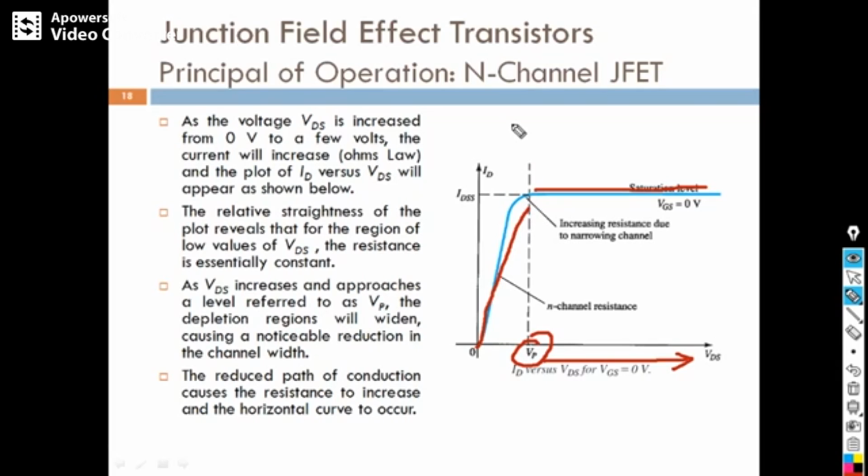Ohmic region means it will follow Ohm's law, V is equal to IR, and this is called our saturation region. In the saturation region, irrespective of increase in the drain to source voltage, current remains the same. Now if you keep on increasing VDS, somewhere it reaches avalanche breakdown, and our current will shoot up and destroy the semiconductor material. It will destroy the PN junction. So this is the operation of a junction field effect transistor.